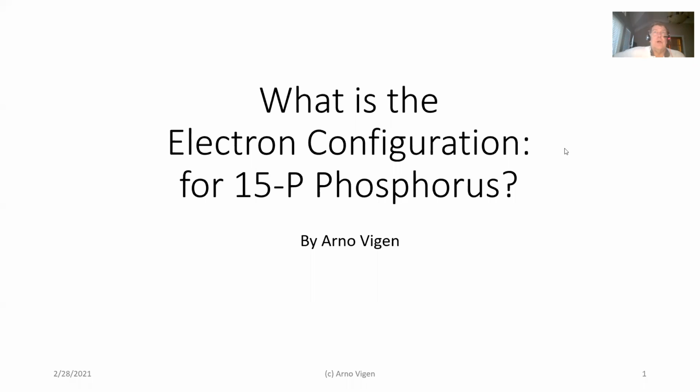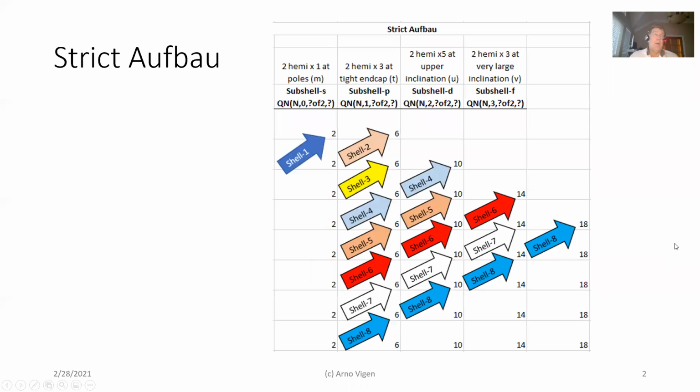What is the electron configuration for phosphorus with 15 protons, symbol P? Now, the normal way we talk about electron configuration is by building them up using the strict aufbau schedule.